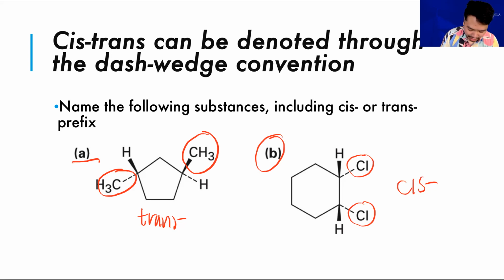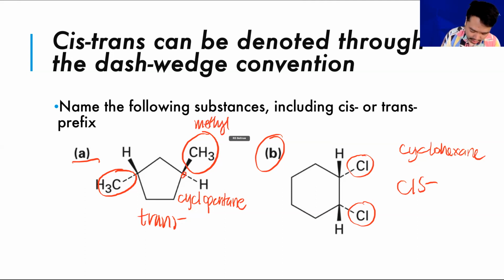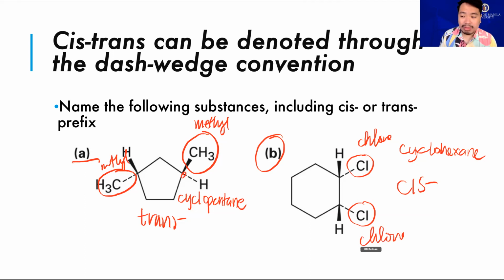You just have to get the parent chain. So for instance, this is a cyclopentane. This is a cyclohexane. You'll name the branches. This is a methyl. This is a methyl. This is a chloro. Chloro. Then you have to number everything properly. There are rules for that.